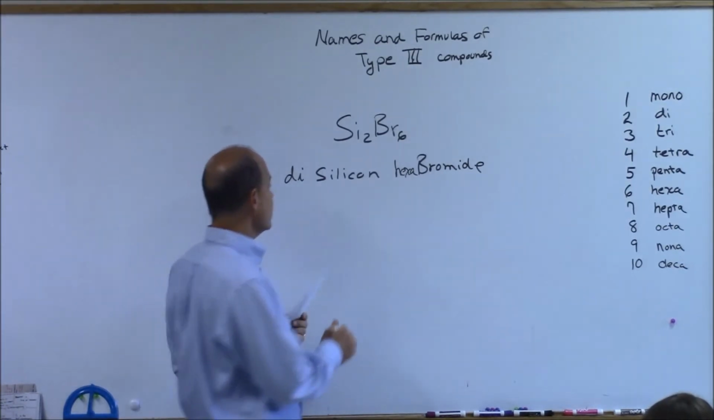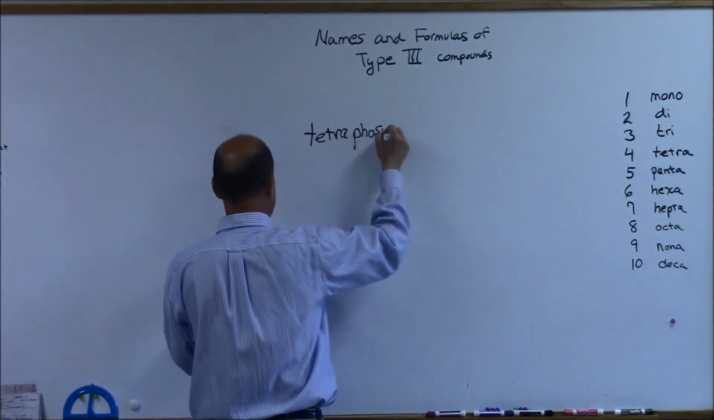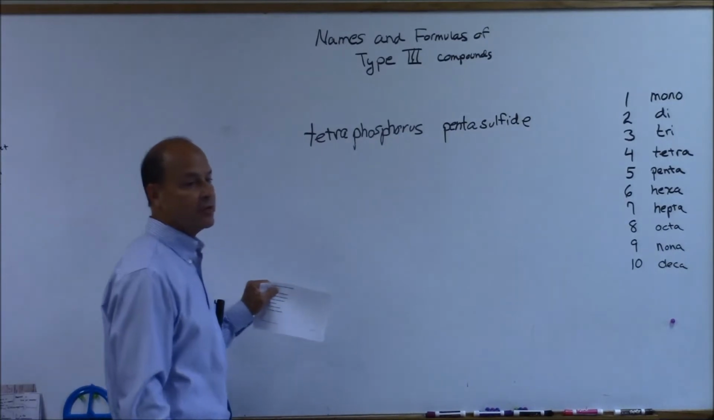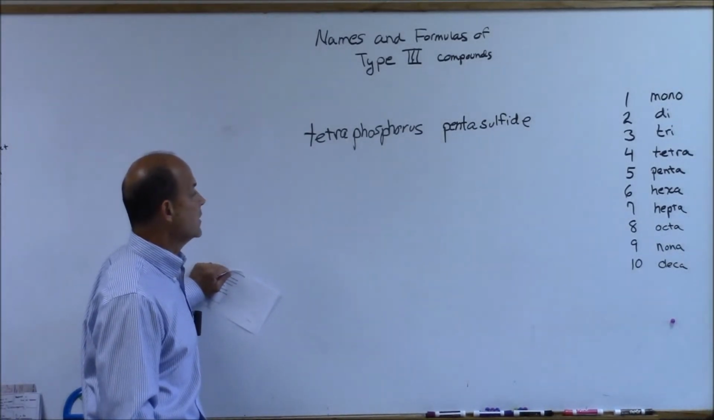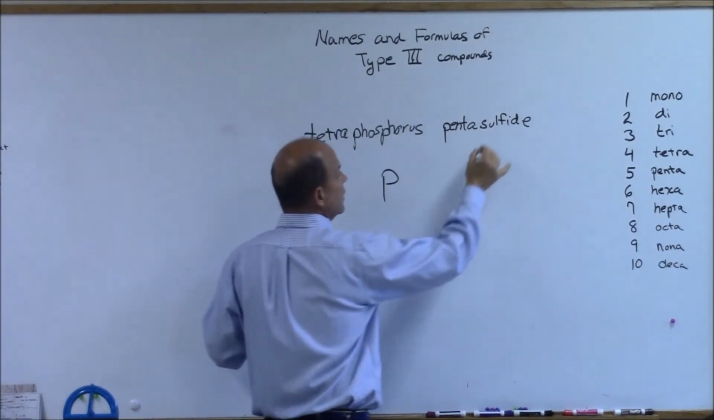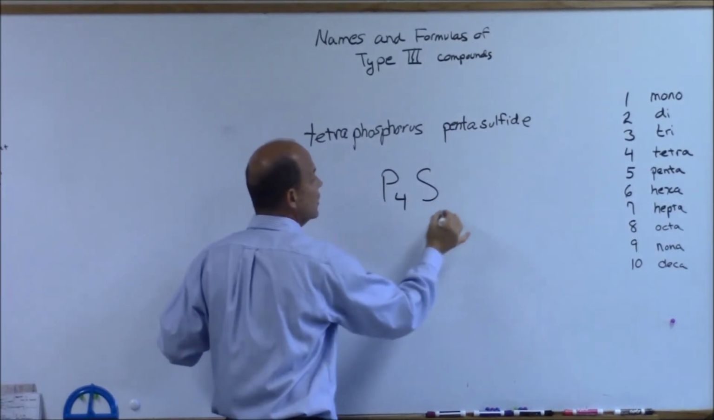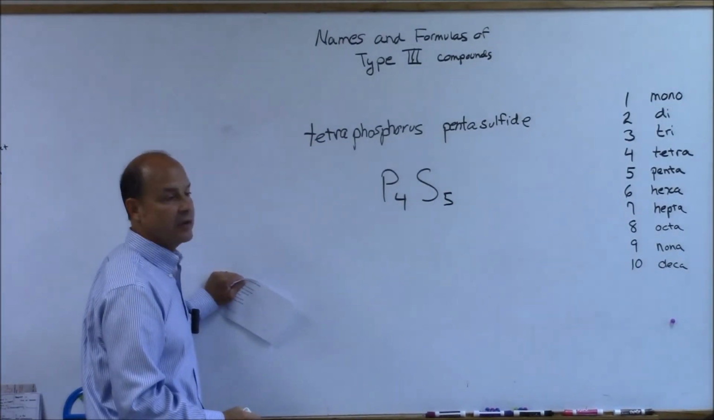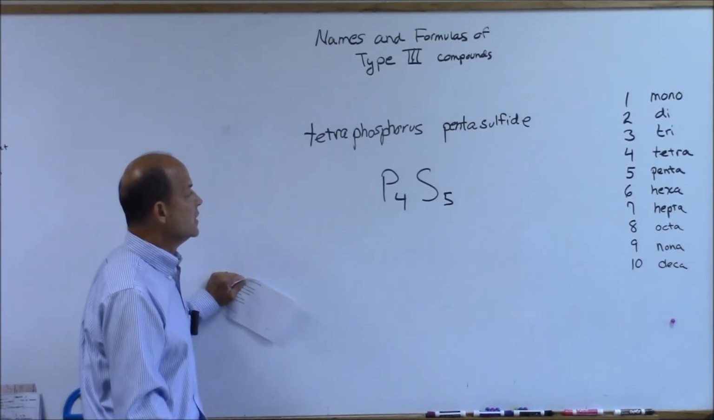All right, let's go the other way. Let me give you a name. Okay, without raising your hand, without saying anything, what would the formula for that be? Phosphorus is a P, sulfur is an S, tetra is a 4, and penta is a 5. Okay, so P4S5.